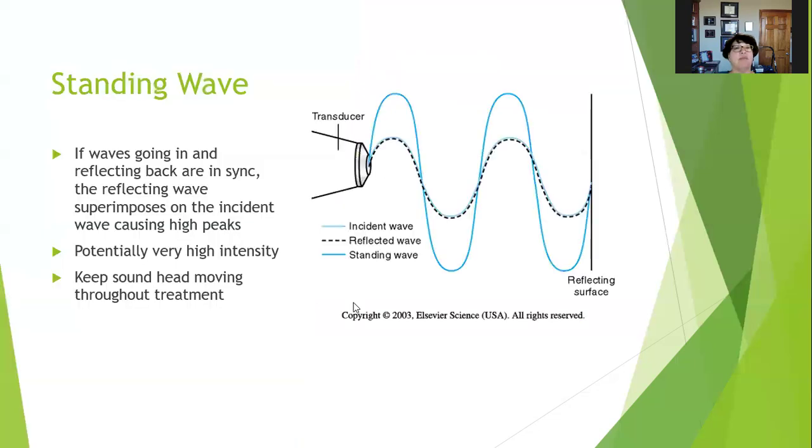So standing wave: if waves going in and reflecting back are in sync, the reflecting wave superimposes on the incident wave, causing higher peaks. So you get higher intensity, potentially very high intensity, and you can burn somebody with that. You want to keep the sound head moving, and that prevents a standing wave. If you just hold it still, the wave's going to go in, and the reflected wave can amplify and cause a much higher intensity than you want. So the way to avoid a standing wave is keep the sound head moving.